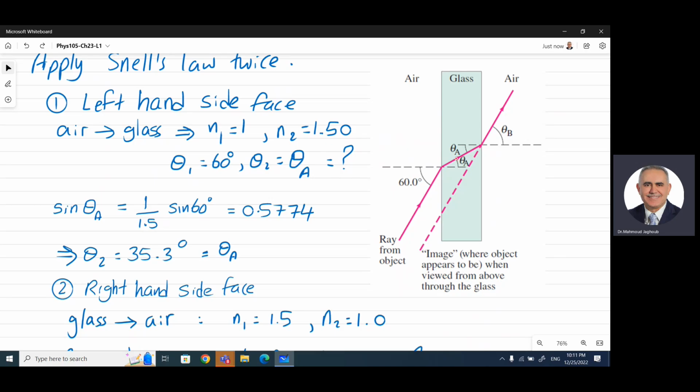It moves inside the glass in a straight line until it gets to the other surface. At this point here, we have the normal, and the ray is refracted into the air. So it came from air into the glass and then back into the air. So what we want to find is what is the angle over here. The light is incident with an angle of 60 degrees with the normal.